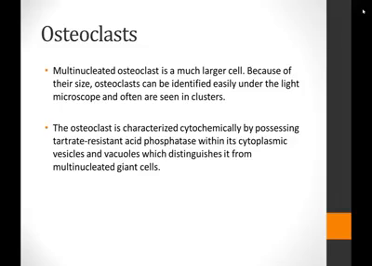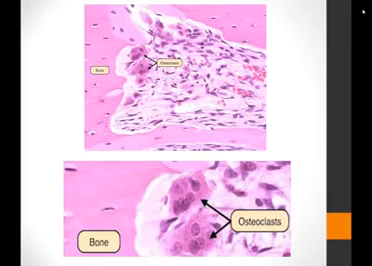resistant acid phosphatase. So basically, the osteoclasts have a lot of cytoplasmic vesicles and vacuoles that contain tartrate resistant acid phosphatase, and this enzyme distinguishes the multinucleated osteoclasts from the multinucleated joint cells. So osteoclasts particularly are quite big giant cells, multinucleated giant cells, as you can see here. They have lots of nuclei, 1, 2, 3, 4.